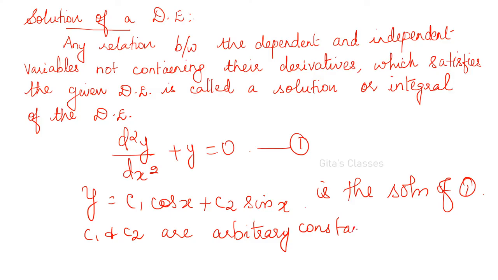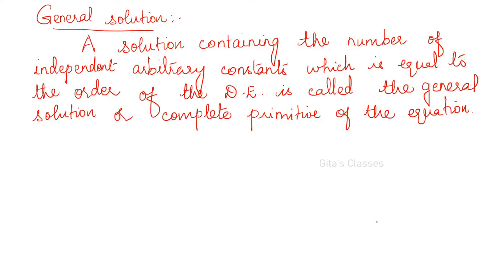All these definitions are important. Okay. General solution. A solution containing a number of independent arbitrary constants equal to the order of the differential equation is called the general solution or complete primitive of the equation.